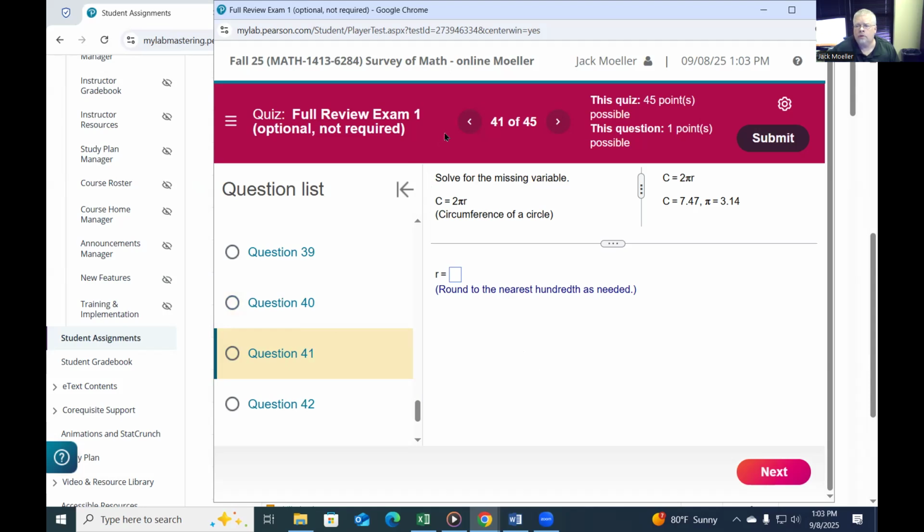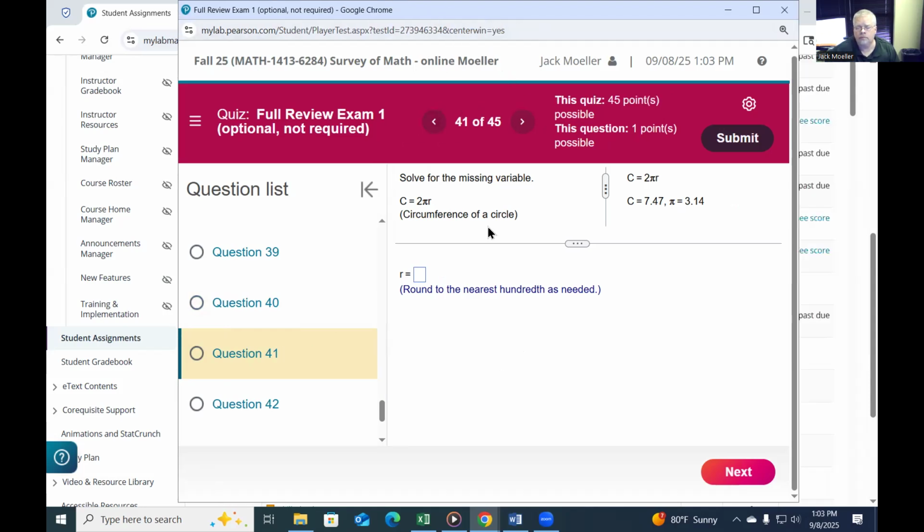All right, so you know, here's another formula. That's circumference equals 2 pi r. You don't have to know what all this stands for. You just have to be able to use it. They tell you C is 7.47, pi is 3.14, so they don't know R.